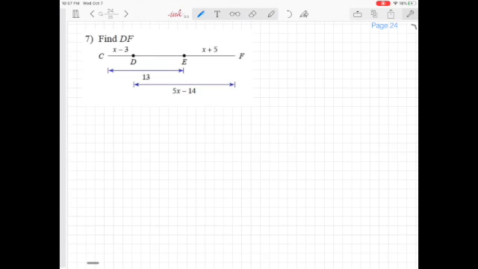All right, so this is the worked example for number 7 on notes 2.2b. The problem is asking us to find DF. So DF is from here to here. That's going to be this one here. DF, and then let's write that down. So DF equals 5x minus 14. We're going to have to come back to that later.